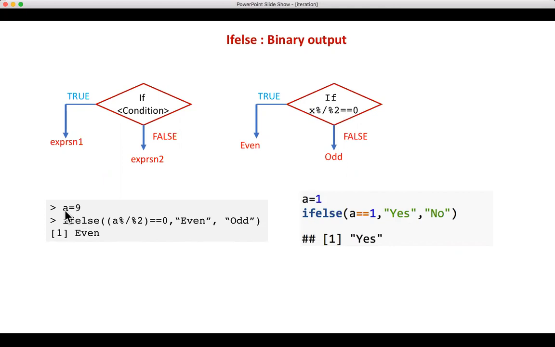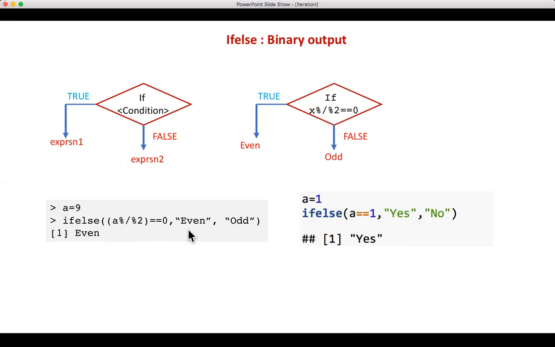Essentially, let's say the number we are starting with is a equals 9. We can write ifelse, rather than writing if and else separately. We say ifelse a %/% 2 is equal to 0. If it is true, this is what is going to happen, and if it is false, then this is what is going to happen. So in this case, it's going to print out even if it is 0, otherwise it's going to print out odd. You can also change that to something else, whatever you would like.